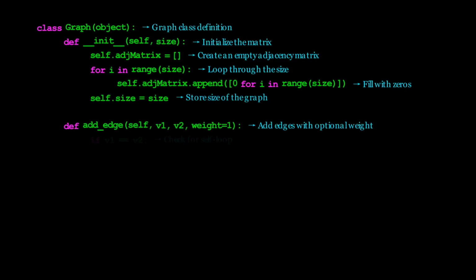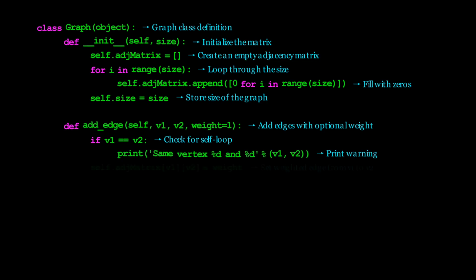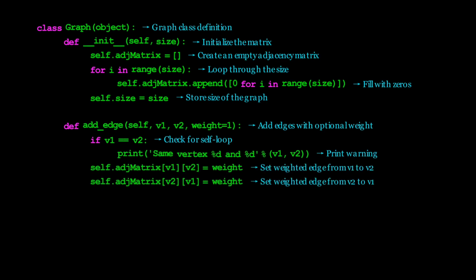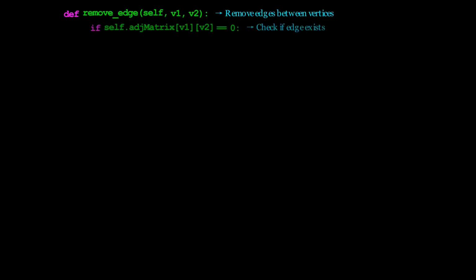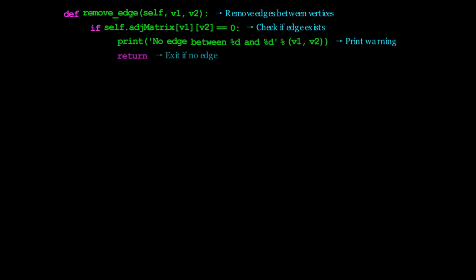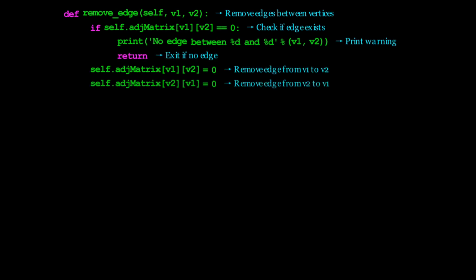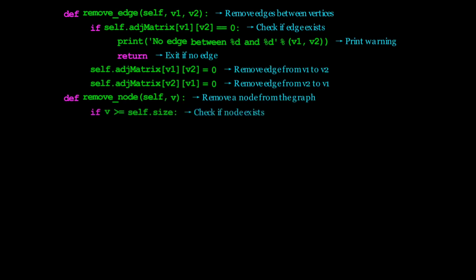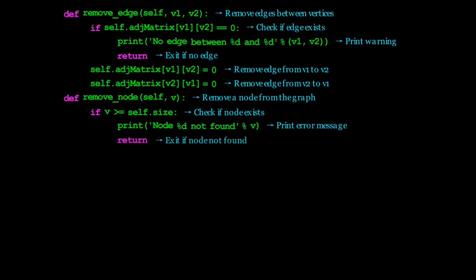The add edge method allows us to add edges between nodes with an optional weight, and we update both matrix[i][j] and matrix[j][i] for undirected graphs. In the remove edge method, if an edge exists, we reset its value to 0, effectively disconnecting the vertices.